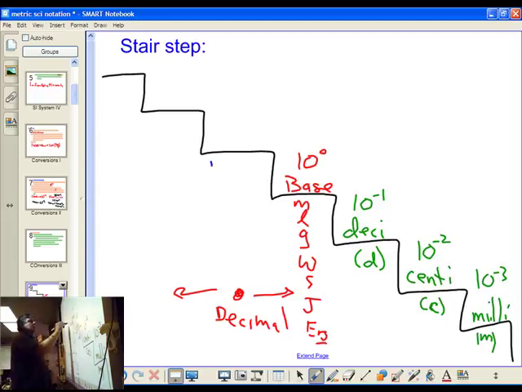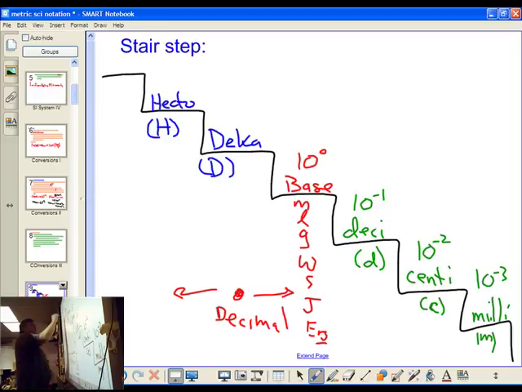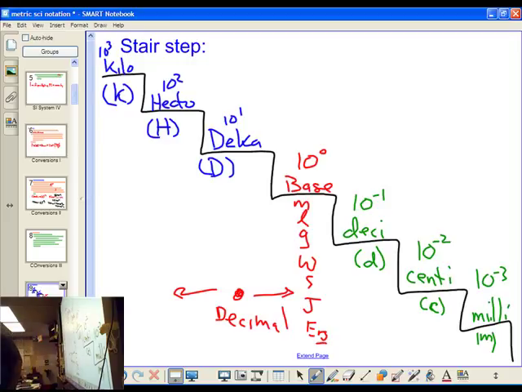Going up. Deca, capital D. So you can see there's a difference. Little d, big D. Little d is deci, big D is deca. Hecto. Kilo. And so kilo is 10 to the third, hecto 10 to the second, deca 10 to the first. Going up, all positive powers of 10 have a capital letter, except one. But you know, if you see a capital letter, it is a positive power.